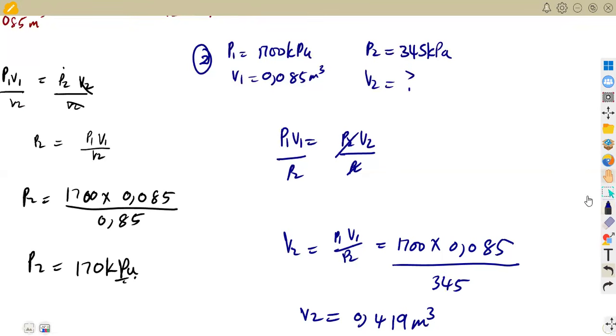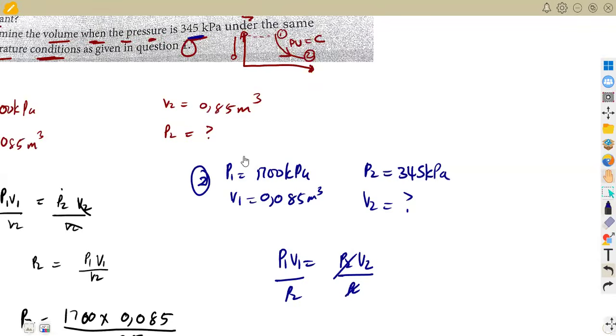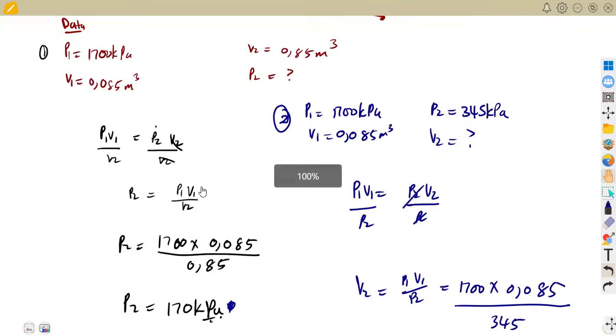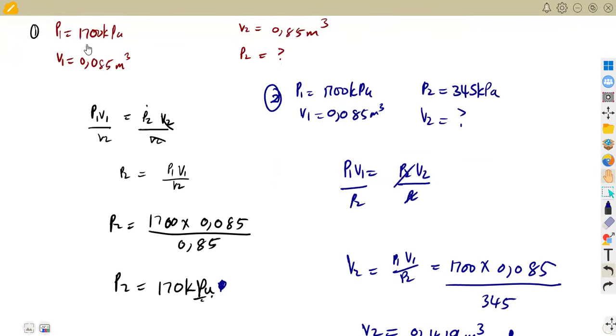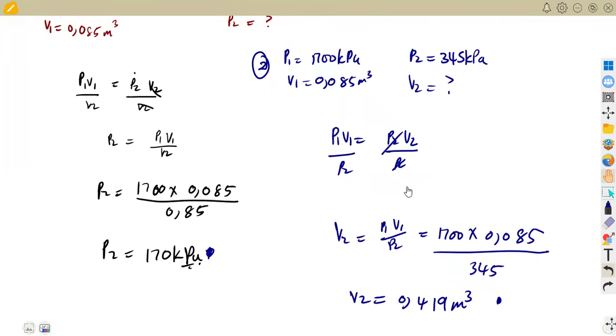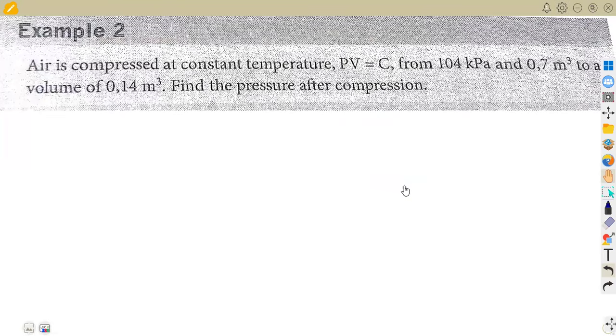So if we check, it was an expansion and we expect that the pressure has to reduce and the volume has to increase. Our pressure in the first place was 1,700, P2 is 107. It has reduced. That is the idea there. Whereas the volume is increasing. It was 0,085, now it's 0,419. It's increased. So that's the condition that you just need to know, whether it's an expansion or a compression. For a compression it is the opposite, but that does not even affect anything. Just take your information and you don't even have a problem.